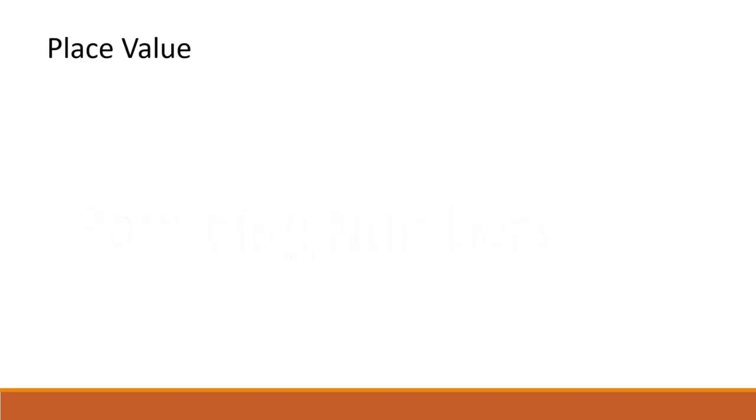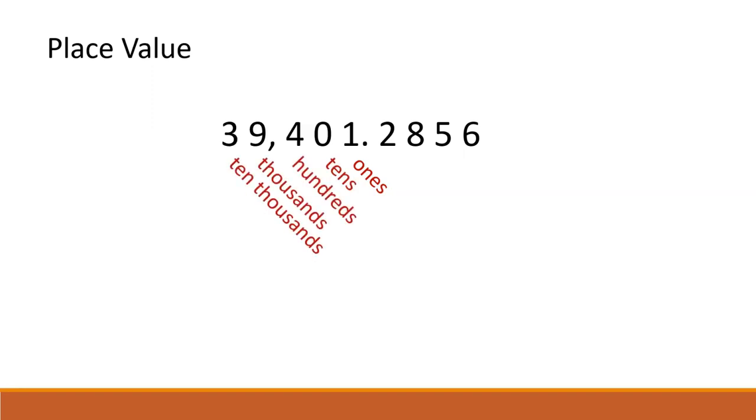Before we look at how to round numbers, let's remember some things about place value. We'll use this number as an example. The first digit to the left of the decimal point is in the ones place. And then if we look to the left from that place, we see the tens, the hundreds, the thousands, the 10,000s, and so on. The first digit to the right of the decimal point is the tenths place. And then to the right of that, we have the hundredths, the thousandths, the 10,000ths, and so on.